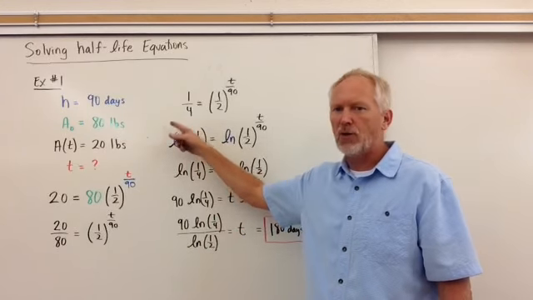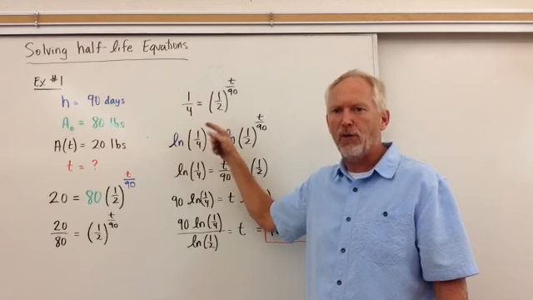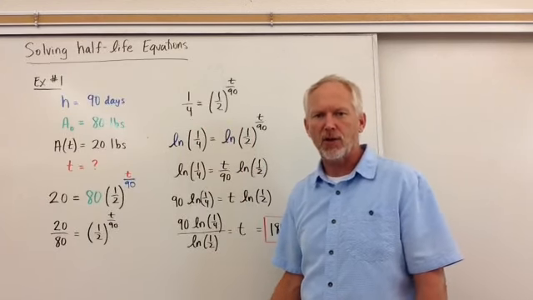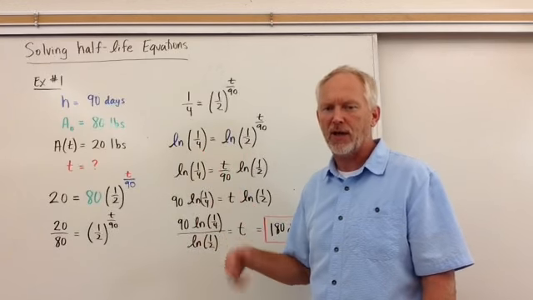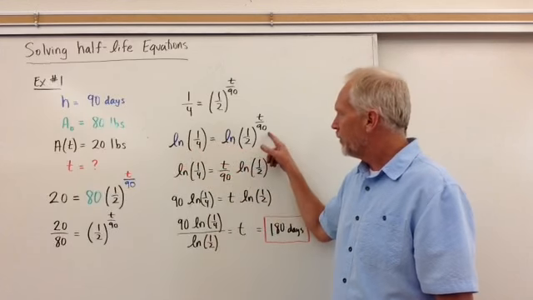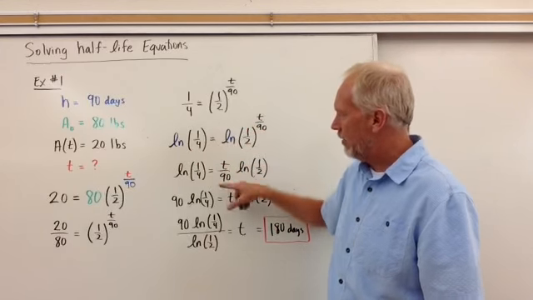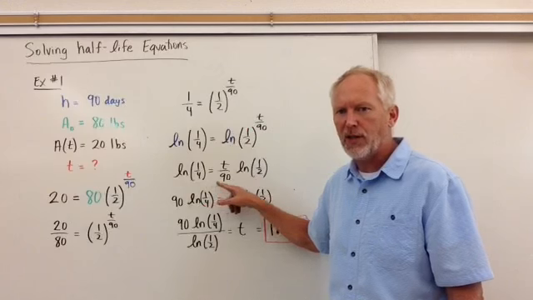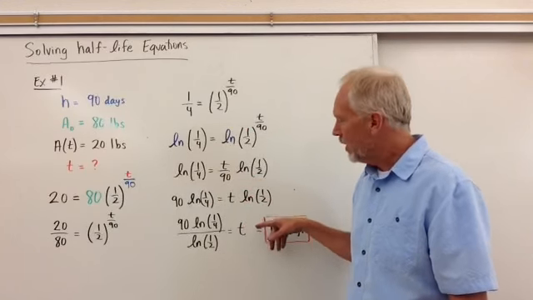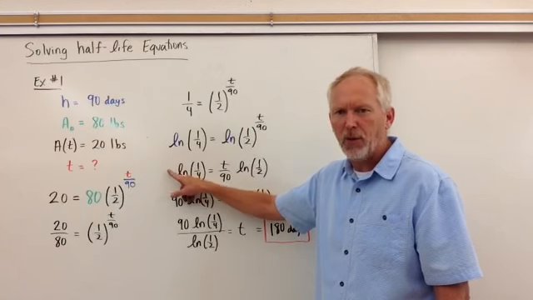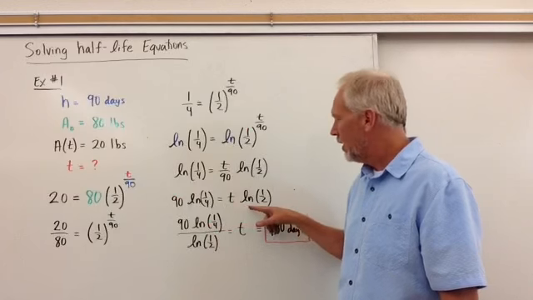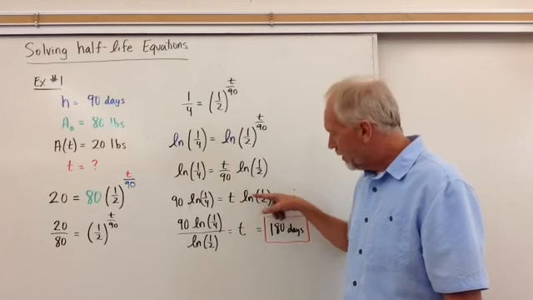There's no reason why you couldn't use log on each side. I just choose to do ln because for these problems it's simpler to keep track of just one thing instead of the change of base and all that stuff. So ln of each side helps me bring this down. We get ln of 1/4 is equal to t over 90 times ln 1/2. Then I can multiply both sides by 90, and we get 90 ln 1/4 is equal to t ln 1/2.